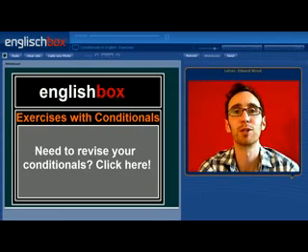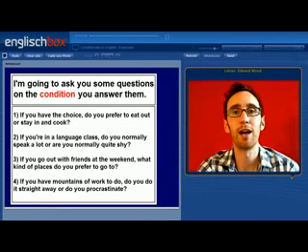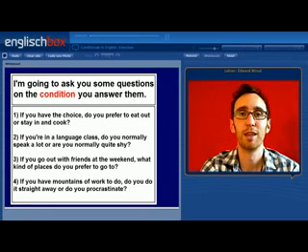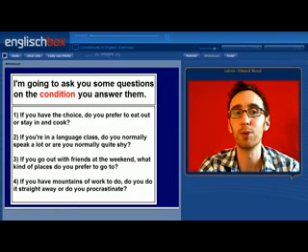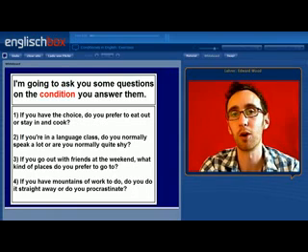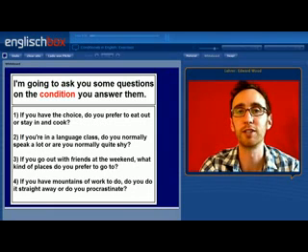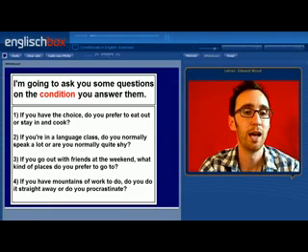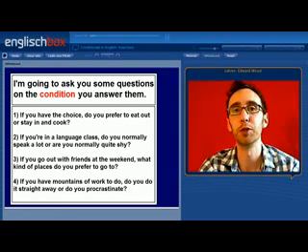Today we are going to talk about conditionals. I'm going to begin by asking you some questions. The first question is, if you have the choice, do you prefer to eat out or stay in and cook? The next question, if you're in a language class, do you normally speak a lot or are you normally quite shy? If you go out with friends at the weekend, what kind of places do you prefer to go to? And if you have mountains of work to do, do you do it straight away or do you procrastinate?